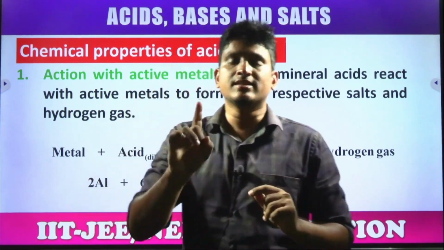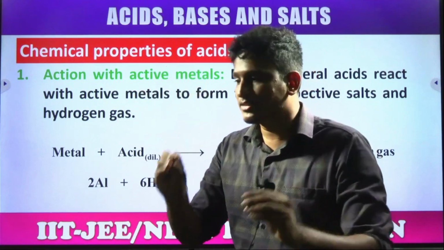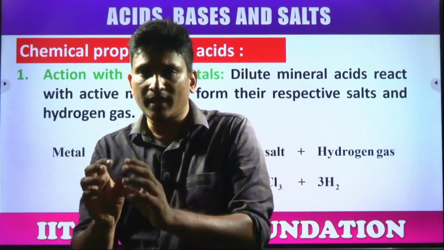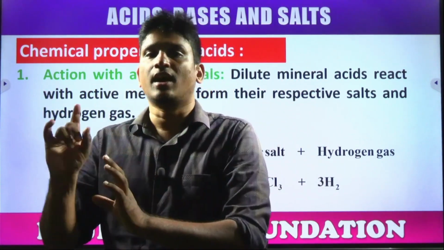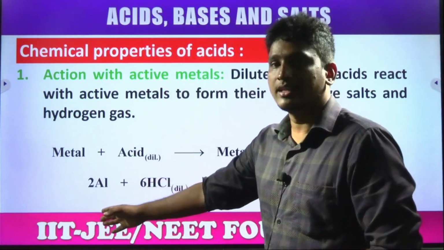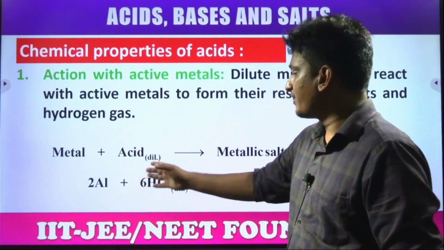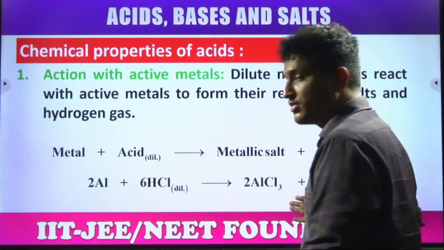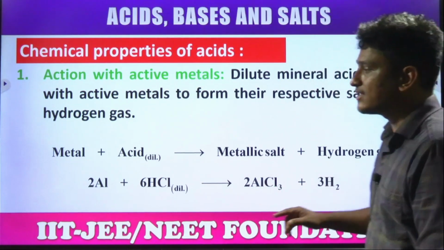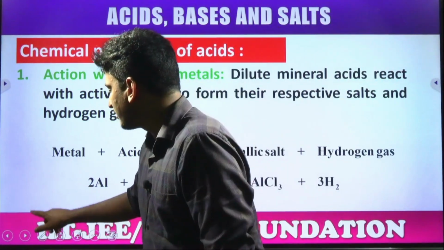Remember, they release hydrogen gas. When acids react with metal, they produce the respective salts and they release hydrogen gas. So look at the given example, aluminium. Aluminium reacts with hydrochloric acid and it produces aluminium chloride. And what is the gas released, students? Common, hydrogen gas is released.